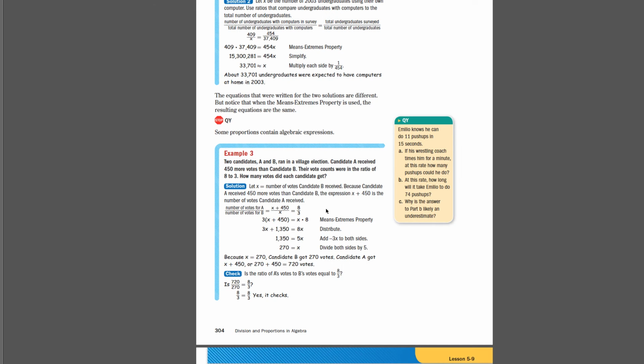It's useful to write it out, get the number of votes for A divided by the number of votes for B, which is helpful to write, well, what are the expressions that represent this? Since we have one equation, we want to write an expression with one unknown.